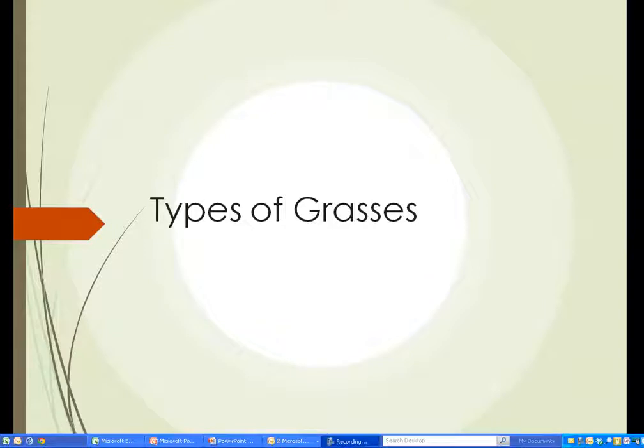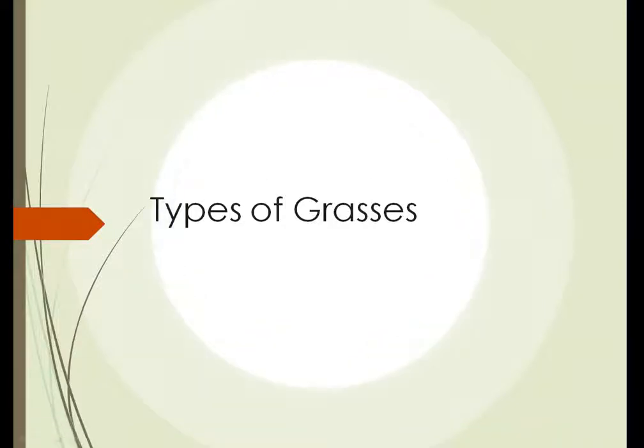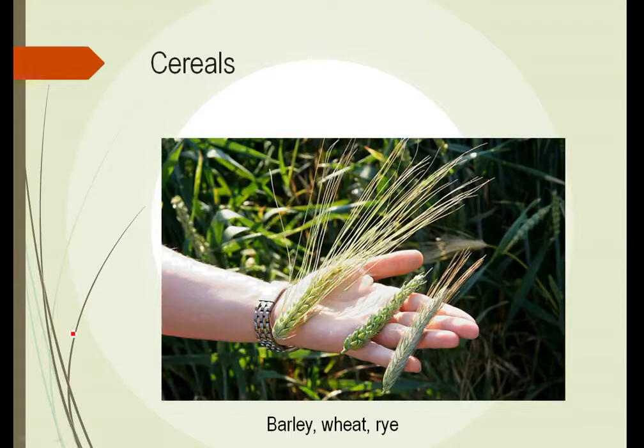Unit 4, Part 2, Types of Grasses. In this section of Unit 4, we'll look at the most common types of grasses that humans use, the structure of those grasses, and how we use them, how they grow. The most common grasses that humans use are the cereals: barley, wheat, and rye. Corn can also kind of be included in that cereal group.